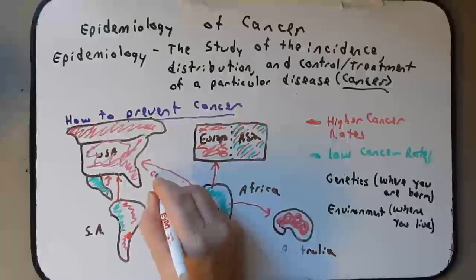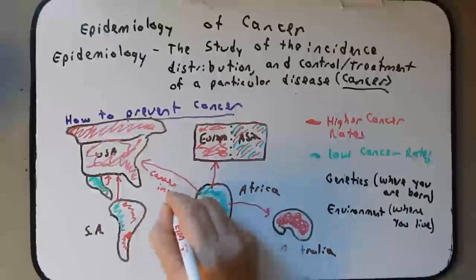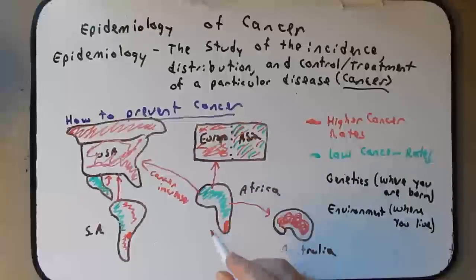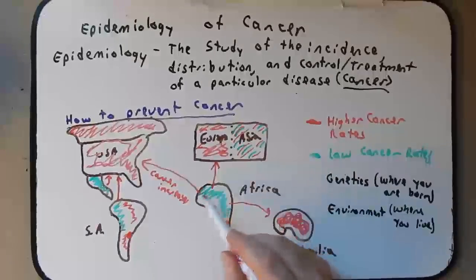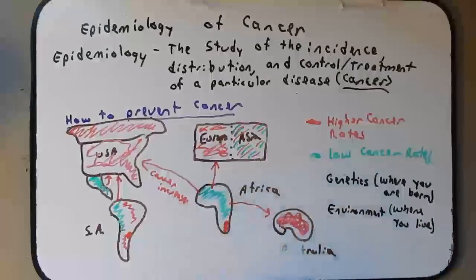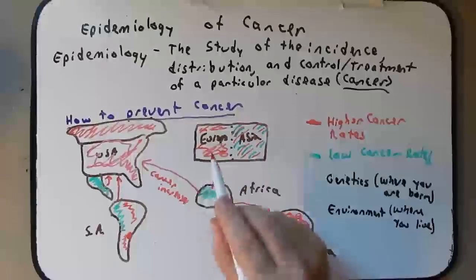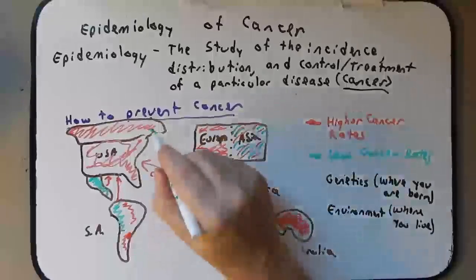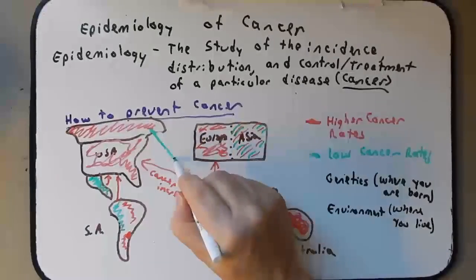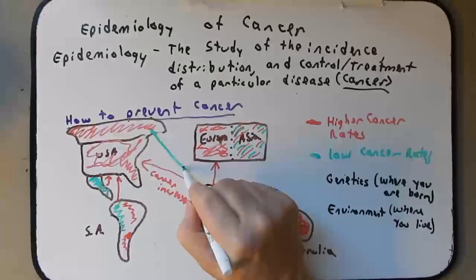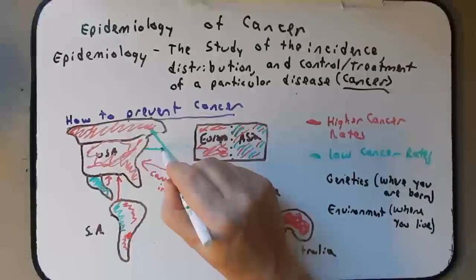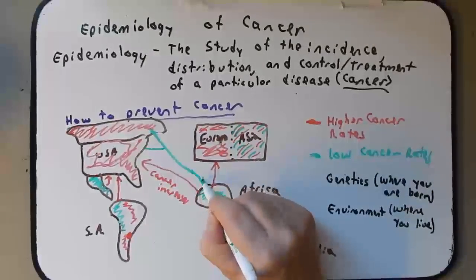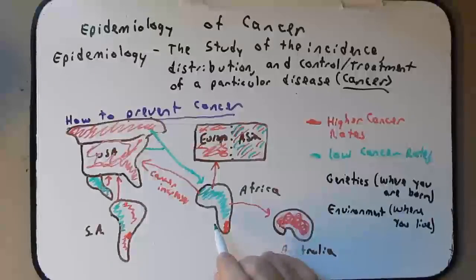So on these red arrows, that signifies cancer increases. At least your chances of getting cancer. Somebody from Africa that moves to the United States is much more likely to get cancer. Somebody from Mexico that moves to Europe is much more likely to get cancer. The opposite is also true. If somebody from a region where there is a higher cancer rate, like the United States or Canada, moves to a region where there's less cancer, their chances of getting cancer go down.